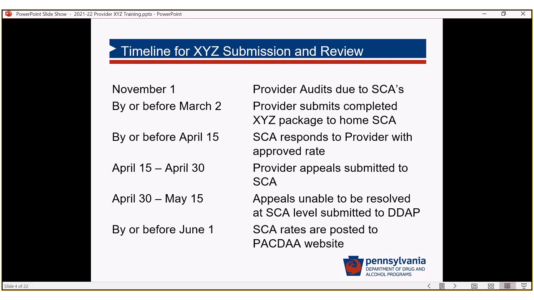They're reviewing it, and by or before April 15th, they're responding to you with a rate for the services that you've included within that packet. Between April 15th and April 30th, the provider could submit appeals to the SCA if they're unhappy with the rate that was determined. And then any appeals that can't be resolved between the provider and the SCA can be submitted to DDAP for our review between April 30th and May 15th. And then ultimately, by or before June 1st, the SCA that is responsible for that provider posts the rates to the PACTA webpage.